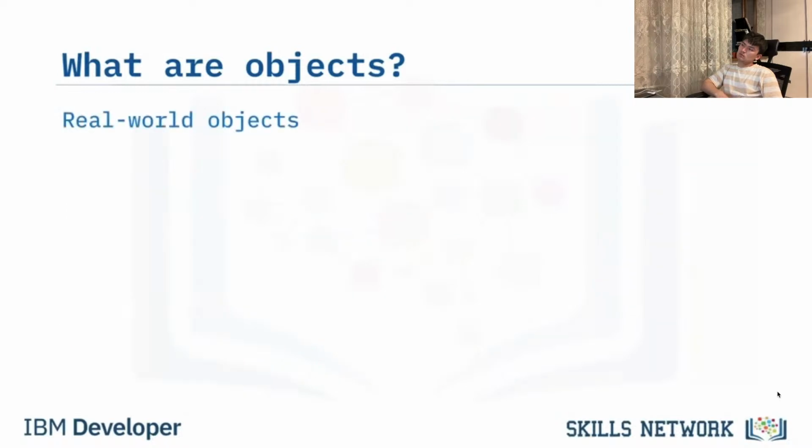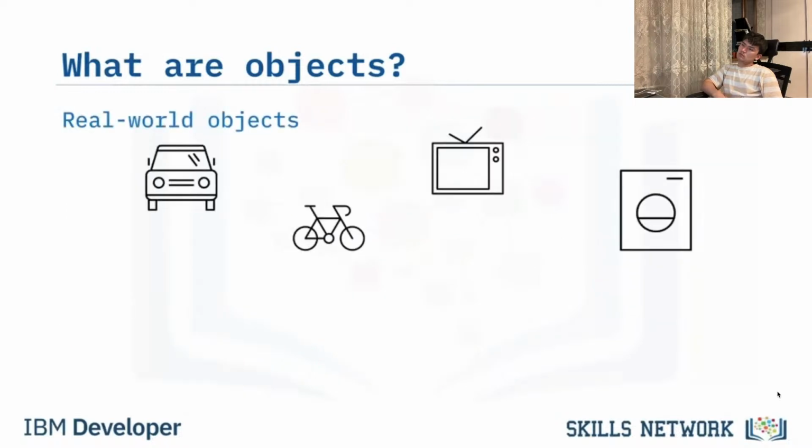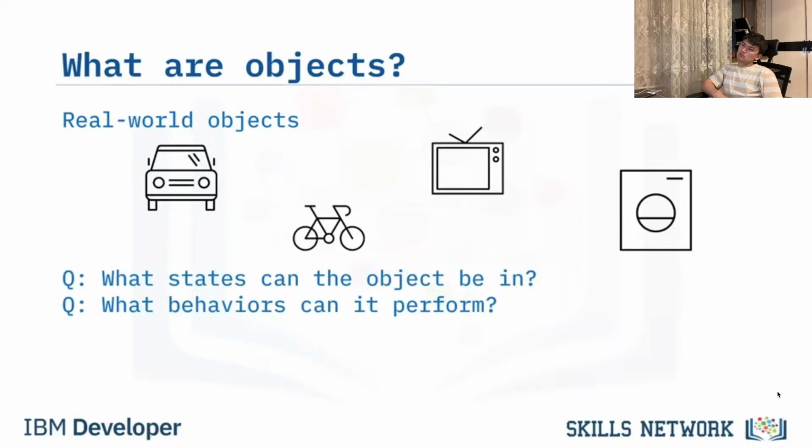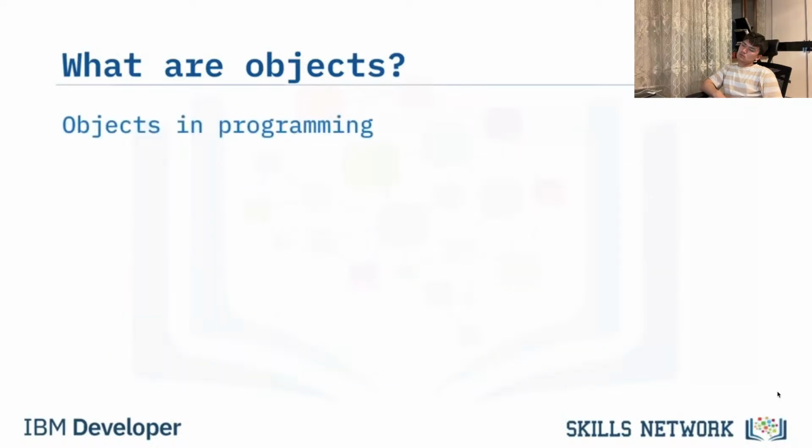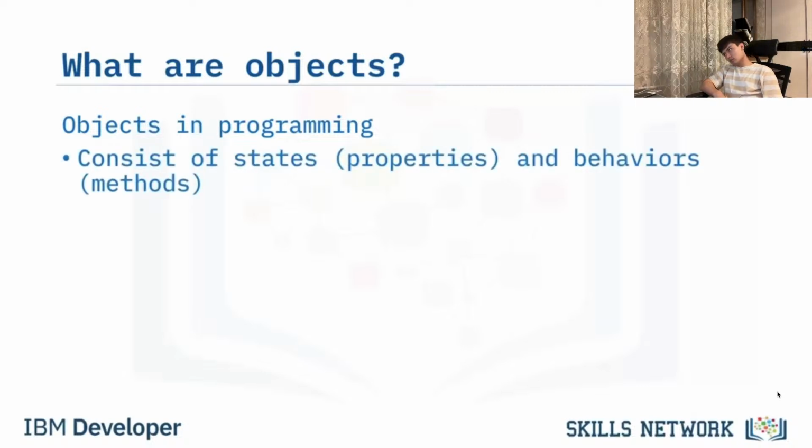Consider the real-world objects in your life, such as your car, bike, TV, or your washing machine, and ask yourself the following two questions. What states can the object be in, and what behaviors can the object perform? When you think about your answers to these questions, you will find that the answers vary across the objects. More complex objects will typically have more potential states they can be in, and will be able to perform more behaviors. In programming, a software object is similar to a real-world object, conceptually speaking, in that they too consist of states or properties and behaviors or methods.